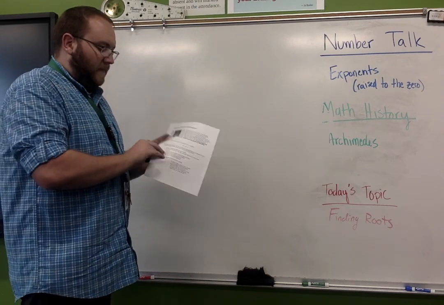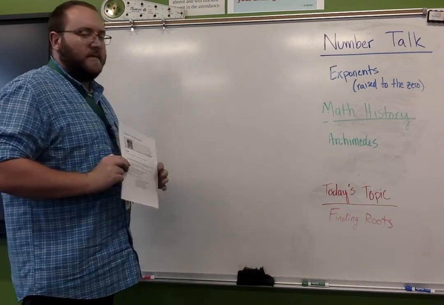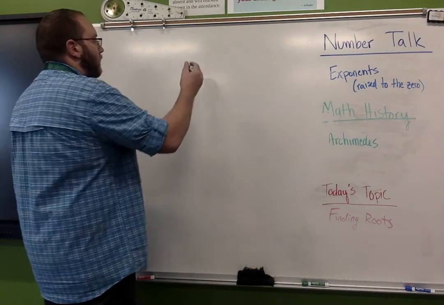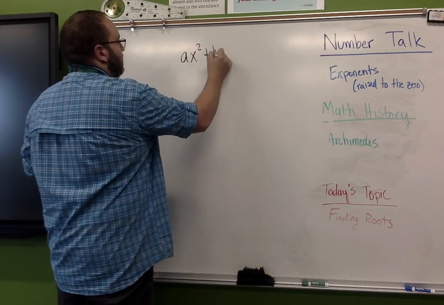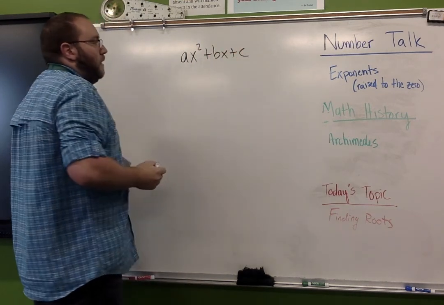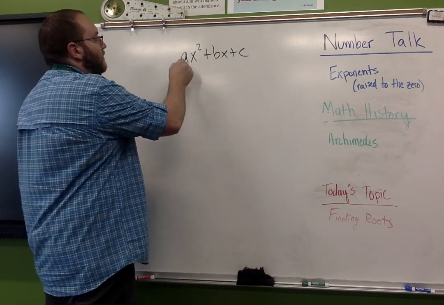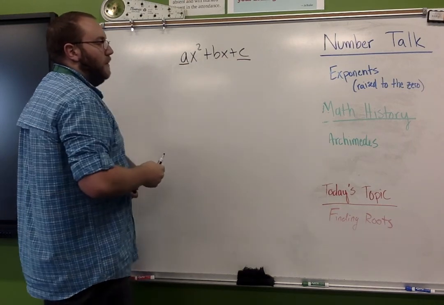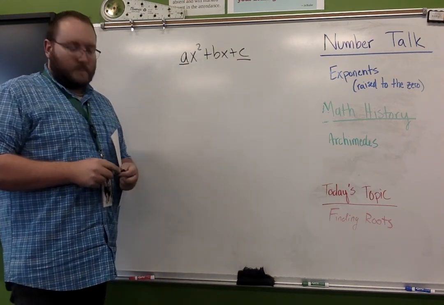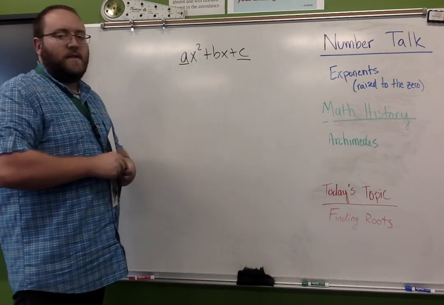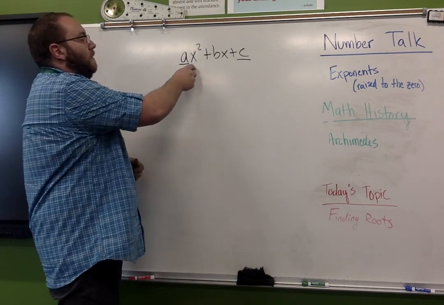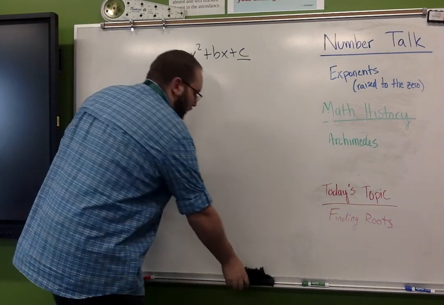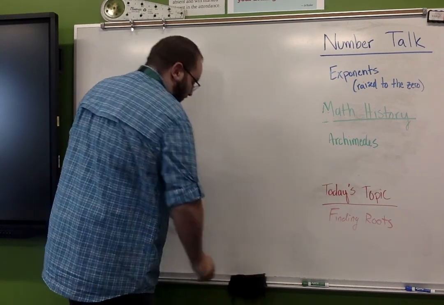AC method. Now I have the steps written out here. I'm not going to write them on the board just so I can save some room. But we use the generic form of a quadratic: ax squared plus bx plus c. All right, the reason we call it AC method is because the first step is we do a times c. So we take the leading coefficient and multiply it by the constant. Okay, remember the constant is the term without any letters, without any variables. And the leading coefficient is the number being multiplied to the variable with the biggest exponent. And that's why it's called the AC method.